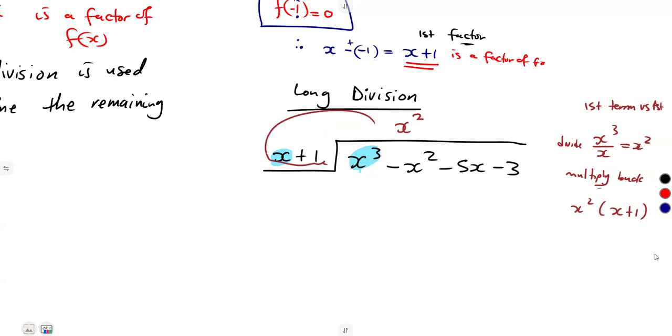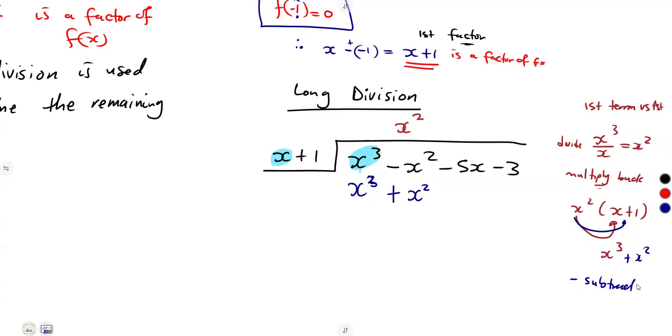x squared multiplies everything here. So x squared times x is going to give us x cubed. You write it under here, x cubed. Then x squared multiplies 1. So x squared times 1, that's x squared. You write it under here, x squared. These powers are supposed to be following each other: x cubed, x squared, x like that. So you divide, multiply back, then you subtract. That is the idea.